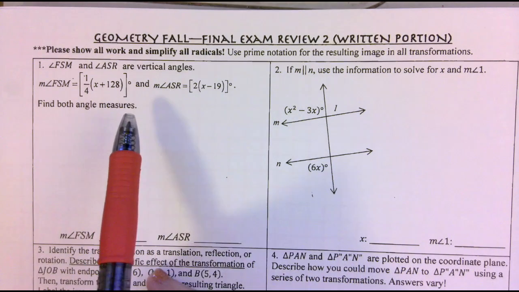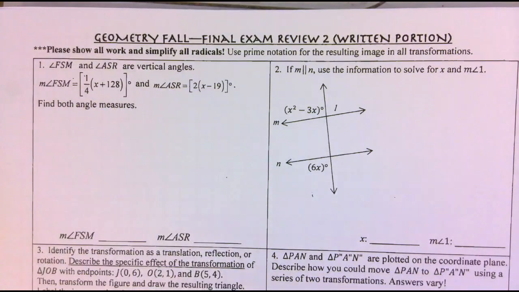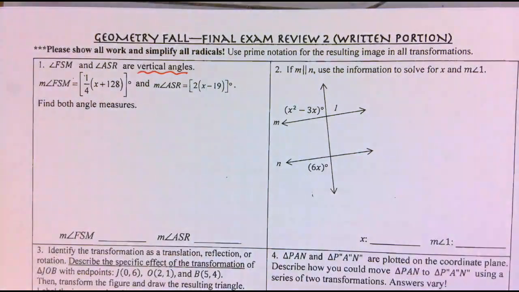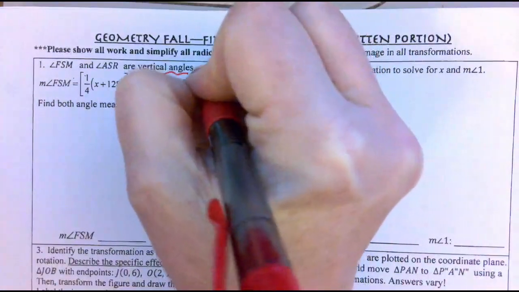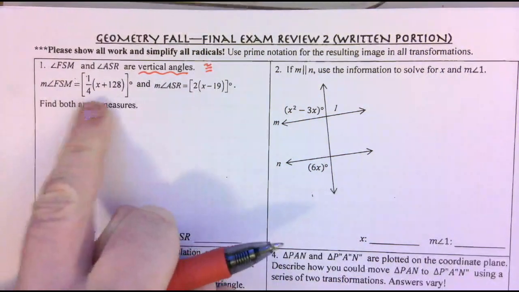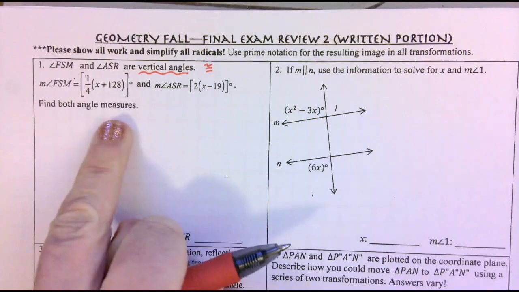All right, so first up, I'm saying we have these two angles, and they are vertical angles. So when we see that language of vertical angles, we know that the relationship is that they have to be congruent. Okay, and then I'm defining each measure as an expression. And then I'm asking you to find both angle measures.